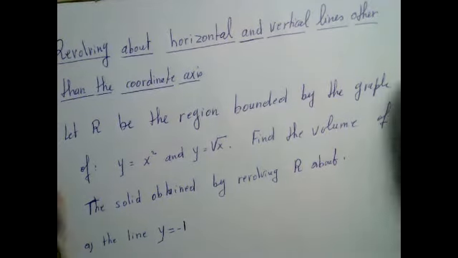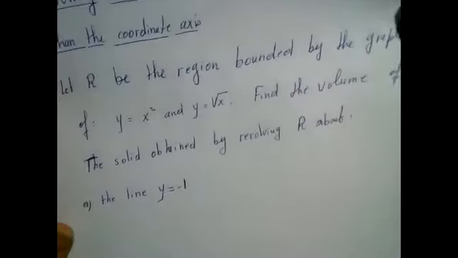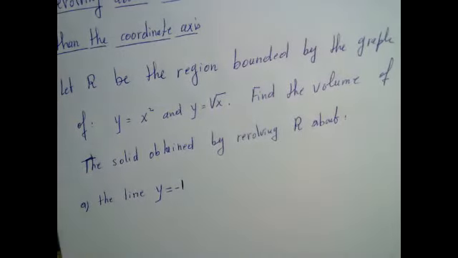So this is my first problem. Let R be the region bounded by the graphs of y equals x squared and y equals the square root of x. Find the volume of the solid obtained by revolving R about different axes. The first problem is about the line y equals -1. You guys write it down and then we do it.